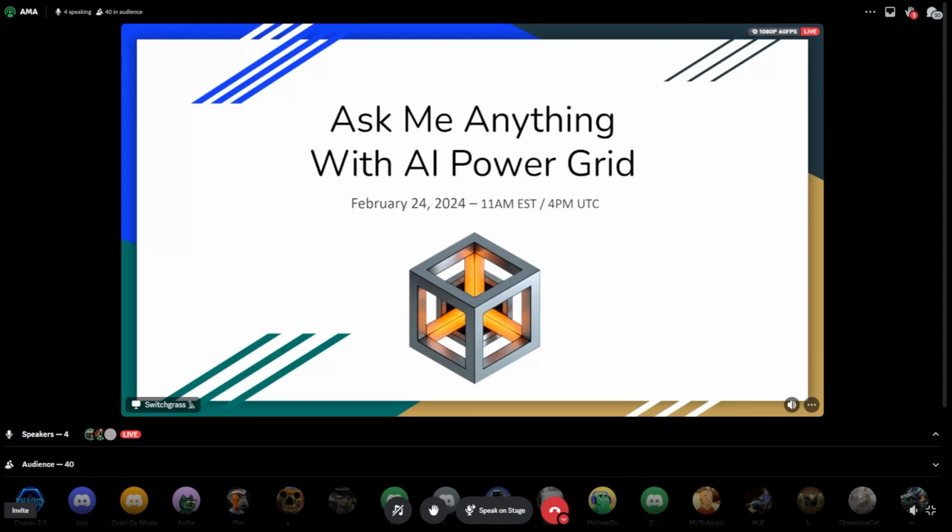Okay, the first one comes from Chaos 2.0, who asks a question for later. Any plans to allow Tangem wallet to allow AIPG to be stored? I know that was touched on already. So what is Tangem Wallet, like a multi-coin wallet, or is it a hardware wallet? I'm not super familiar. Does anybody on the team know?